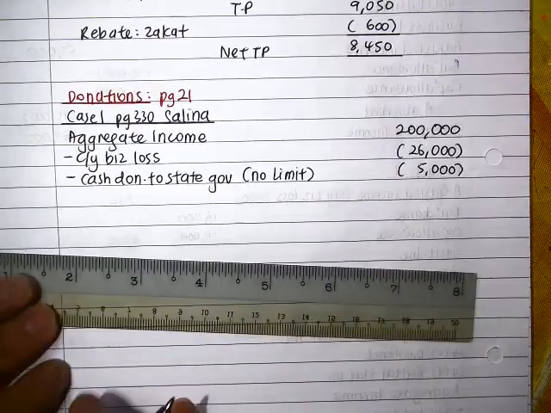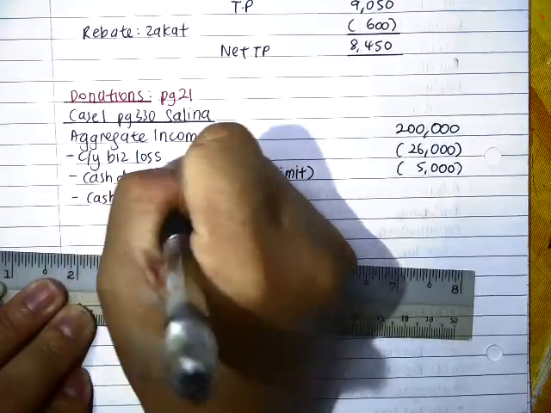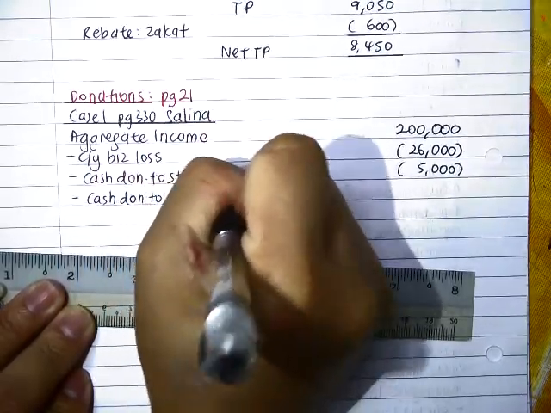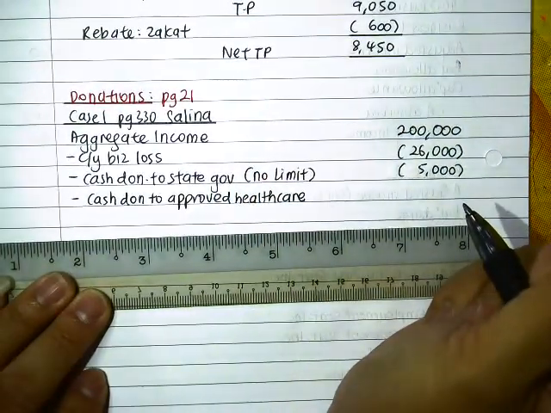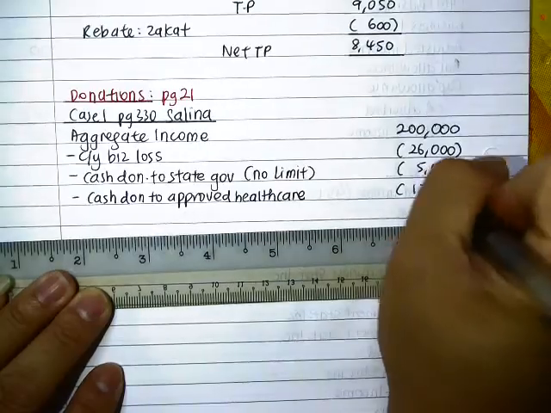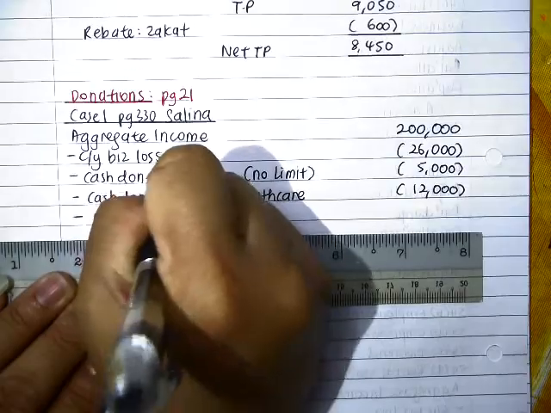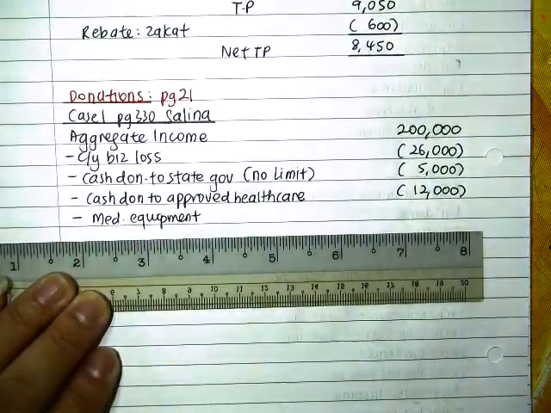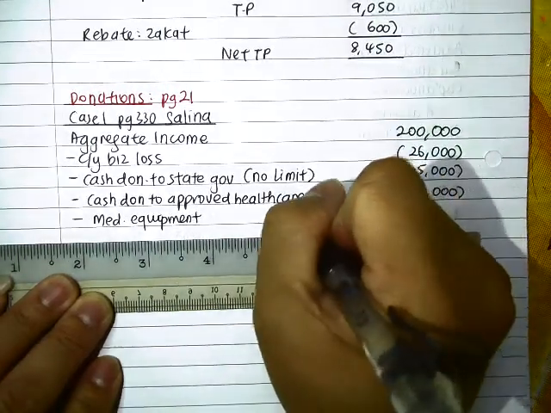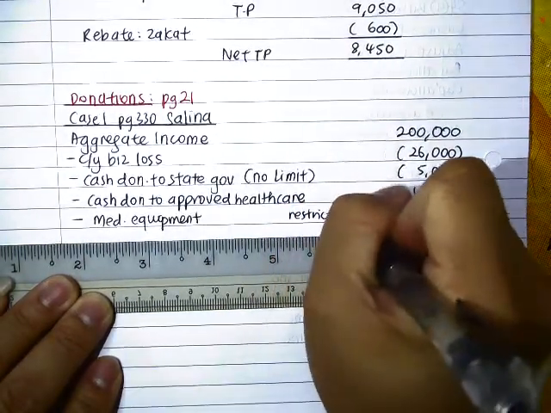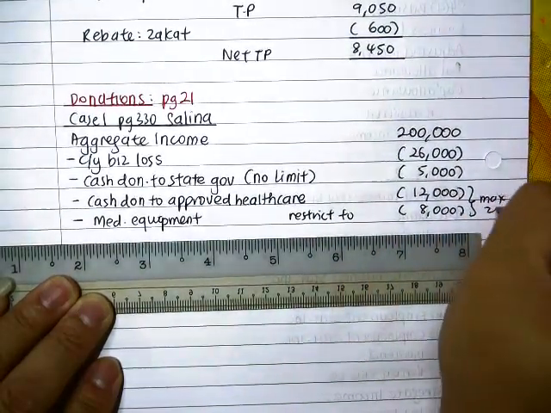Okay, we also see that Salina donated cash to an approved healthcare. Now, you can get 12,000. But at the same time, I also show the medical equipment to approved healthcare. Now, the medical equipment has a cost of 11, but then you will restrict to 8. Why? Yes, maximum 20.